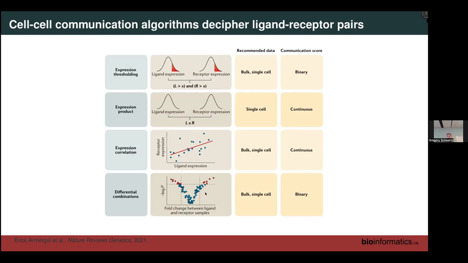You can also do differential expression, right? This fold change between the ligand and receptor samples or cell clusters. What's nice about this is you also get a p-value associated with it. So instead of just having a single cutoff of saying, oh, it's this highly expressed or this highly differentially expressed, you can now also cut off based on what is significant or not, right? But this is binary. So as you can see, we can start to increase the space of the ways to interpret cell-cell communication.